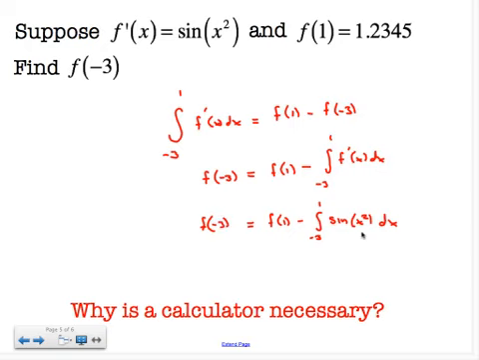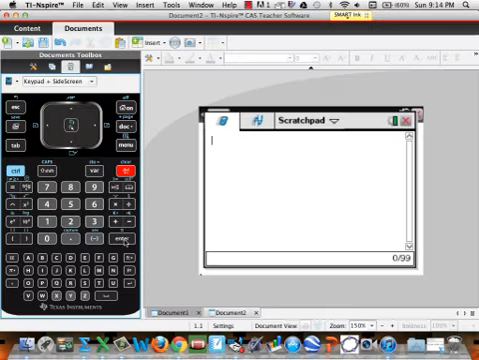And the calculator does it by doing a Riemann sum very quickly. So we are appreciative of that fact. We know we could do it slowly by hand or with Riemann sums, but the calculator will do a quick Riemann sum that will give us an approximation for this integral. So let's take a look. So we're going to do 1.2345 minus an integral.